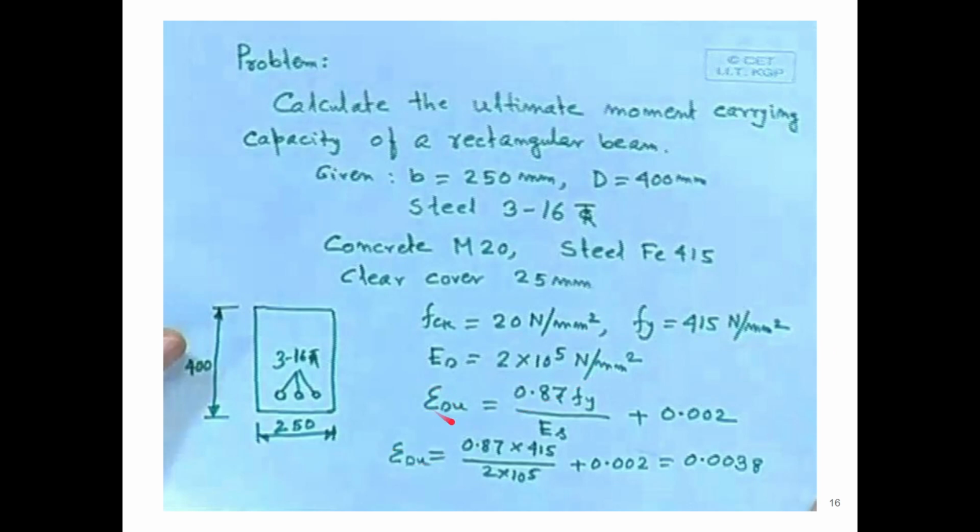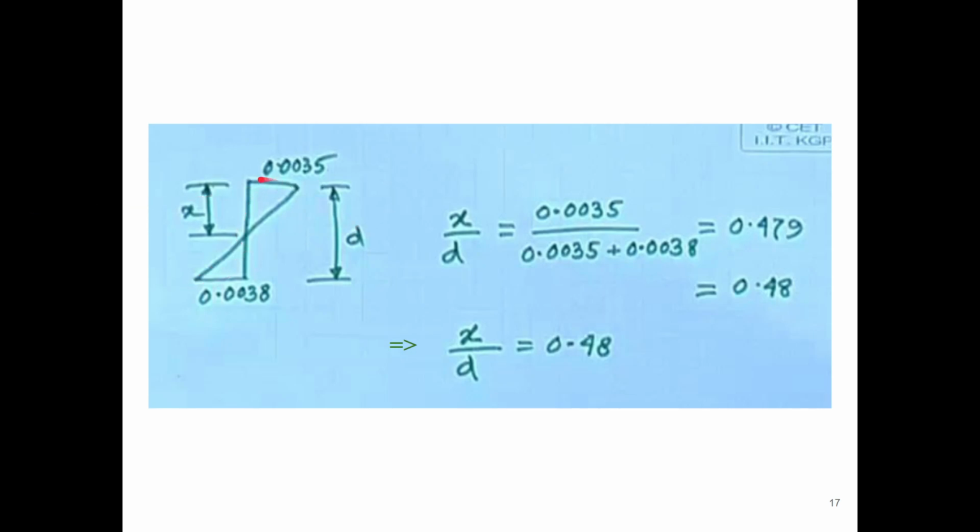Using this, we can calculate the epsilon SU value from this formula, which comes out to be 0.0038. As you can see in the strain diagram, this is 0.0035 and this is 0.0038. So x by d, using the similarity of triangles, will be 0.0035 by 0.0035 plus 0.0038. This is how we calculate the x by d value. Using this, we get x by d value as 0.48 for Fe 415. For Fe 500 it will be 0.46, and for Fe 250 it will be 0.53.